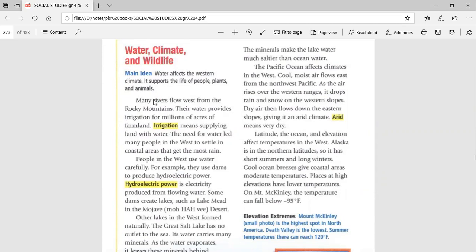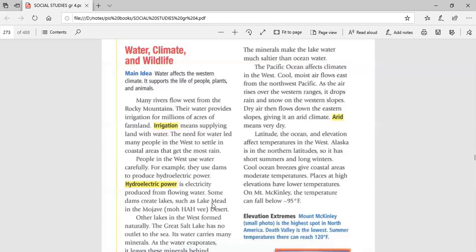So the rivers in the West are a source of irrigation, and we could also use the water of the rivers by building dams to produce a kind of power. It's called hydroelectric power. It means electricity, by the way. And about the lakes, it has the Great Salt Lake.